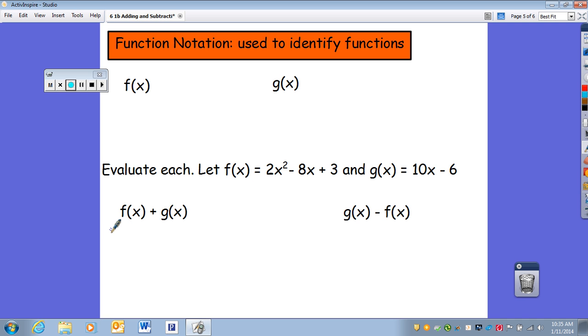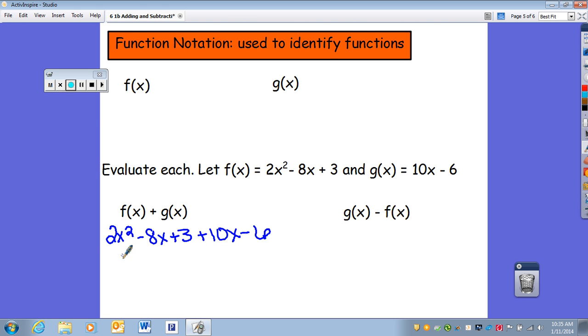So all I want to do is take 2x squared minus 8x plus 3, and I want to add to that my 10x minus 6. It's exactly what we've been doing in our previous slides, but it's different vocabulary.